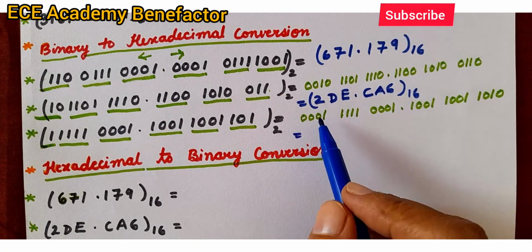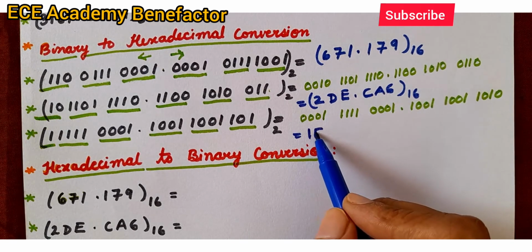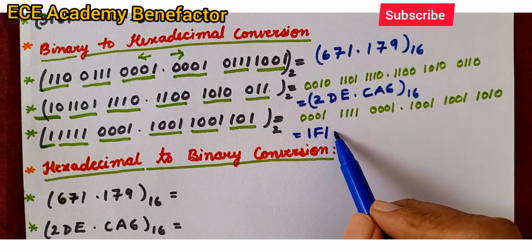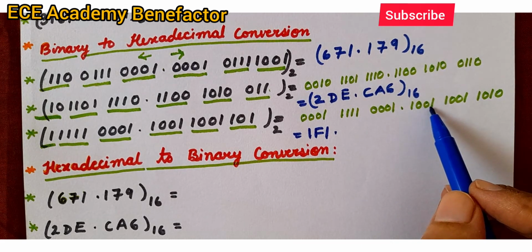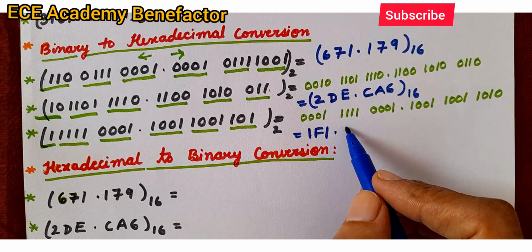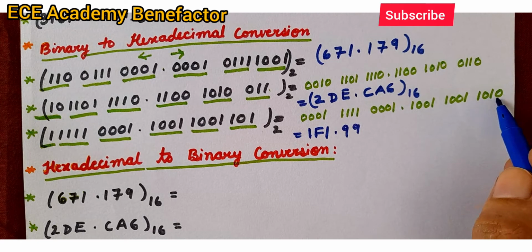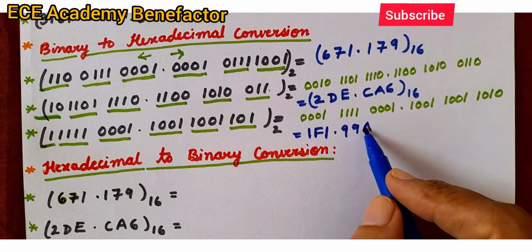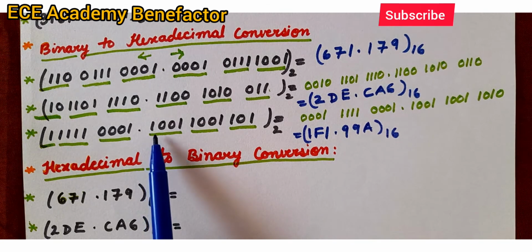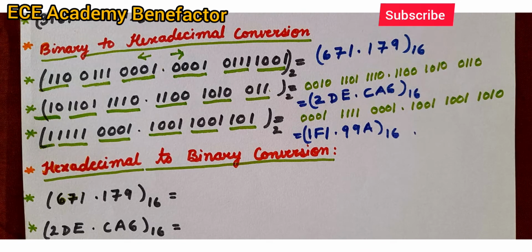So what is the hexadecimal? This is 1. 4 ones is F. 0001 is 1 dot 1001. 1001 is 9. 1001 is 9. 1010 is 10, that is A in hexadecimal. So we have converted the binary number to a hexadecimal number.